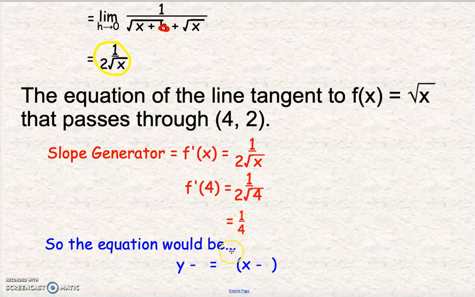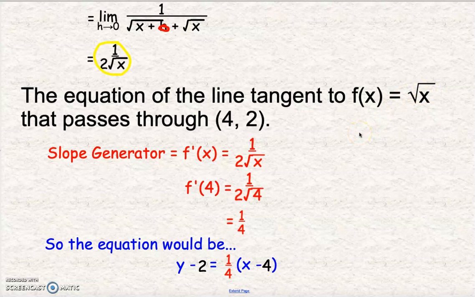So what's that mean? Well, my slope is 1/4. My x value right here is 4, and my y value there is 2. That's the equation of the line tangent to that curve. And you know what you could do? You could graph this equation, y equals the square root of x. You could graph this line on your graphing calculator, and sure enough, you'll see that this line passes through this point and is tangent to that curve.